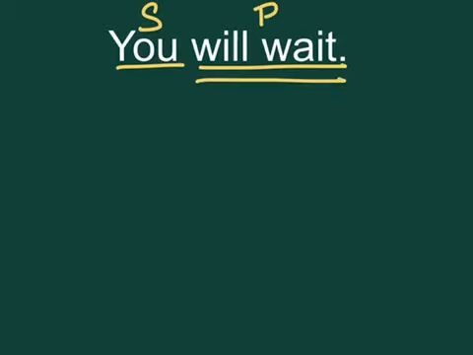All right, here's another sentence to look at. You will wait. Take a moment to think about what the subject in this sentence is. It is you. That's the star, that's who's performing the action. Now take a moment to think about what the predicate is in this sentence. We have a whole verb phrase here to think about. Will wait. That's our predicate, our simple predicate.